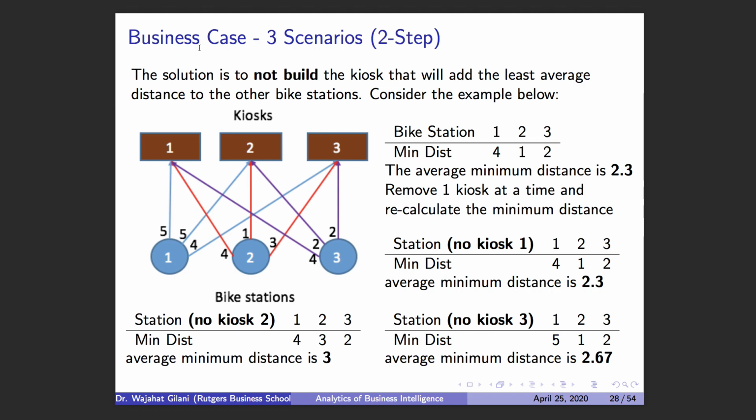So which one contributes least to the minimum distance? It's the combination of kiosk 1 and 3, versus kiosk 1 and 2, which becomes 1.5 miles. That's the logic. I want to build the 2 kiosks such that the average minimum distance from all the bike stations to their respective closest kiosk will be the least damaging. That's basically the way to approach this. All right, so how do we figure this out?